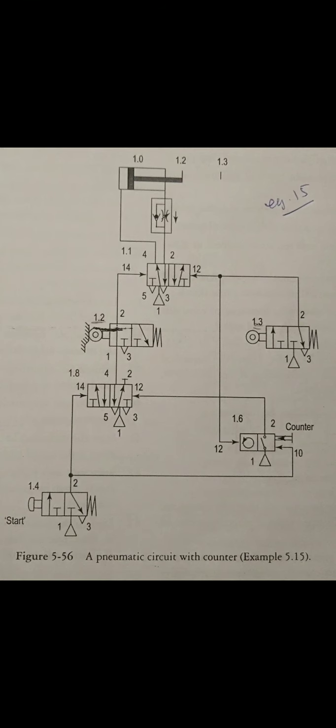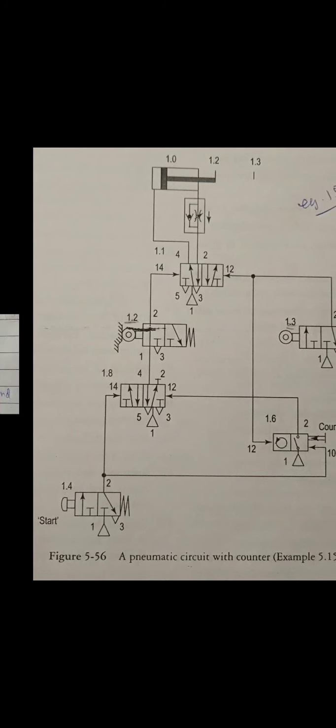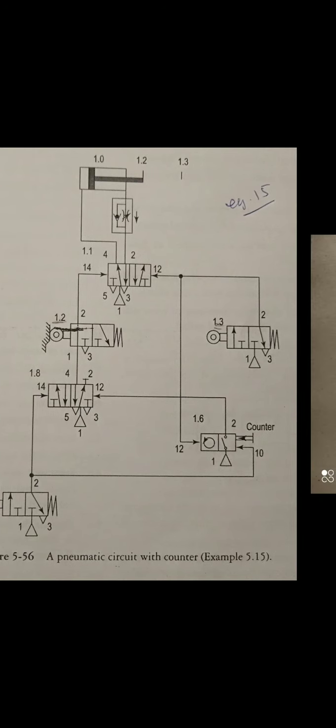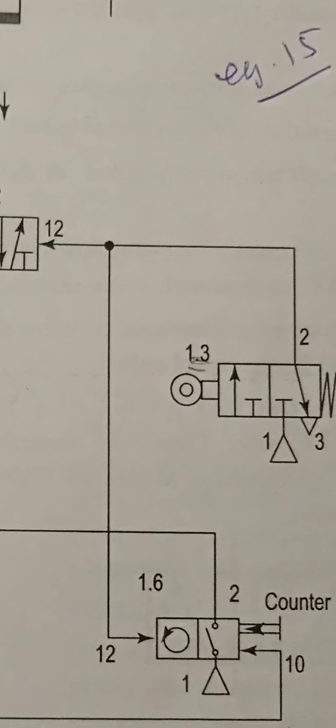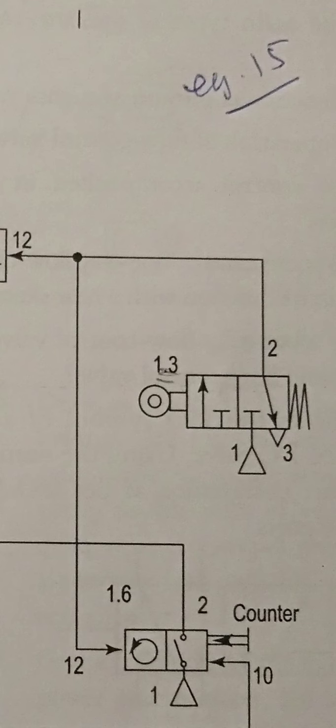A counter is incorporated in the circuit to count the cyclic operation and to generate the stop signal automatically when the set number of cycles is completed. The counter can be preset for a count value of 3, 5, 10, whatever. Right? The signal generated by sensor 1.3 in the extended position of the cylinder is generally used as the input signal at port 12 of the counter.